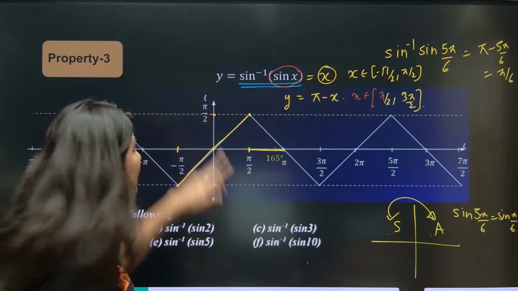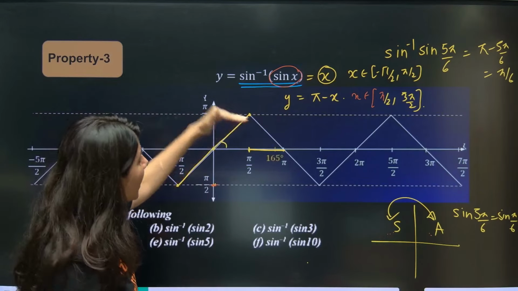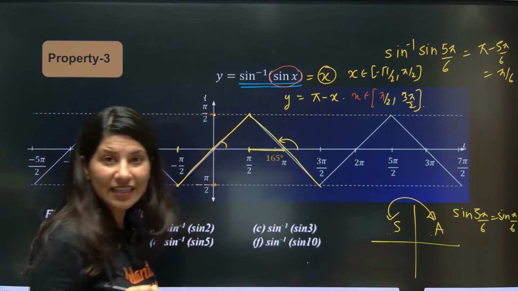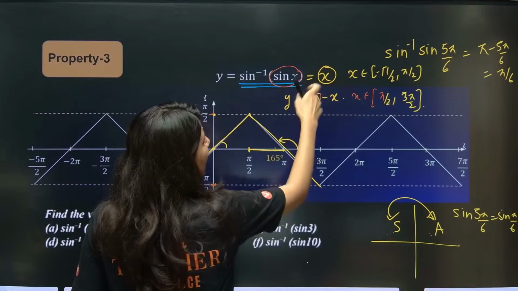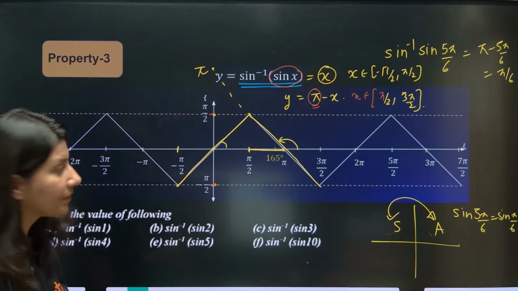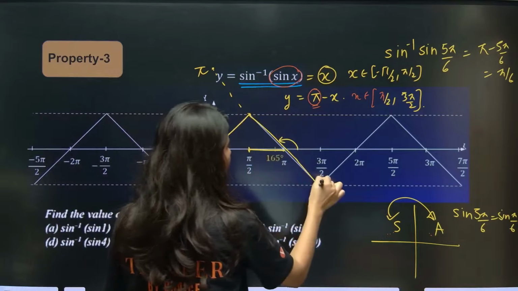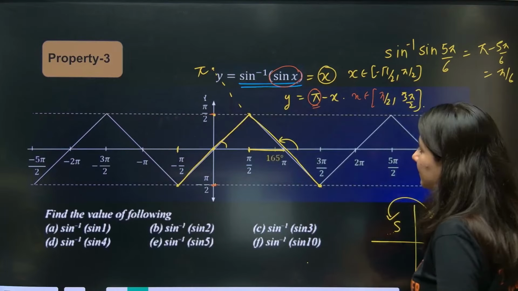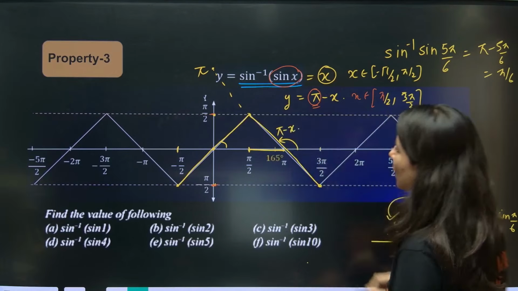Now understand, y is equals to x is this line which is having 45-degree angle. Now pi minus x is this particular line which is having 135-degree inclination, slope minus 1. And it will intersect y-axis at the point pi. Clear? Okay. So from pi by 2 to 3 pi by 2, your thing is pi minus x if you are in second and third quadrant.